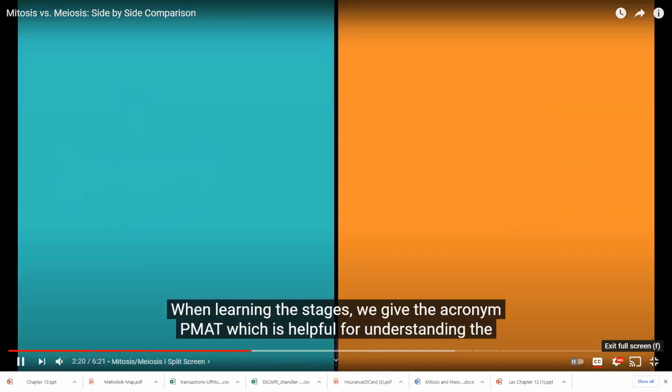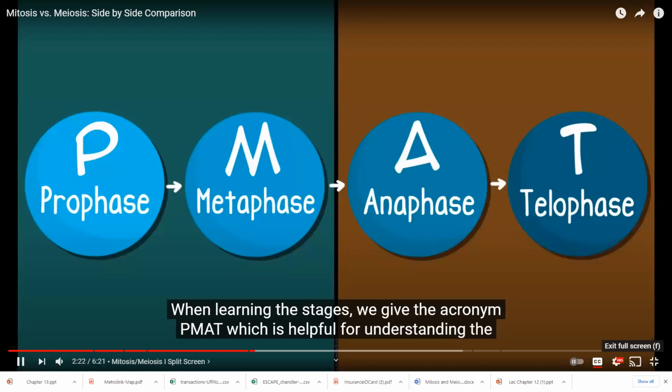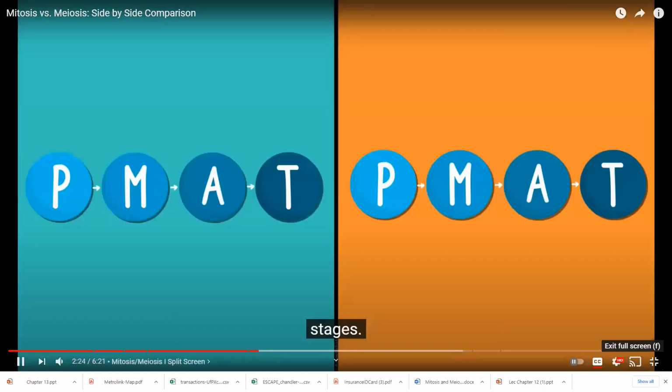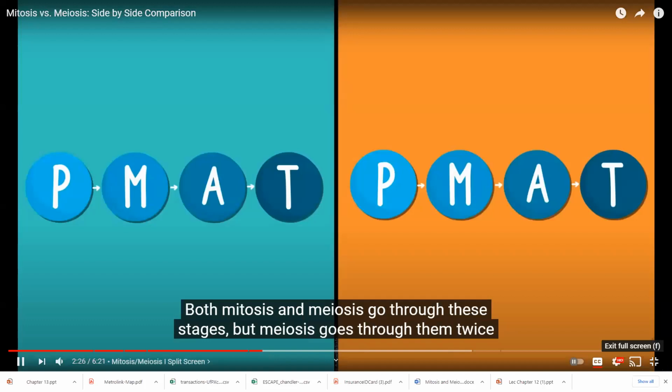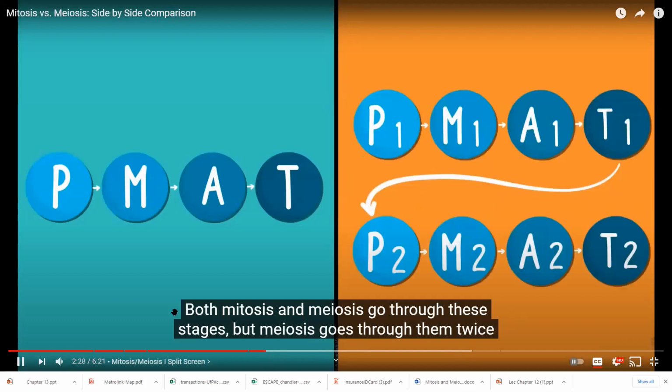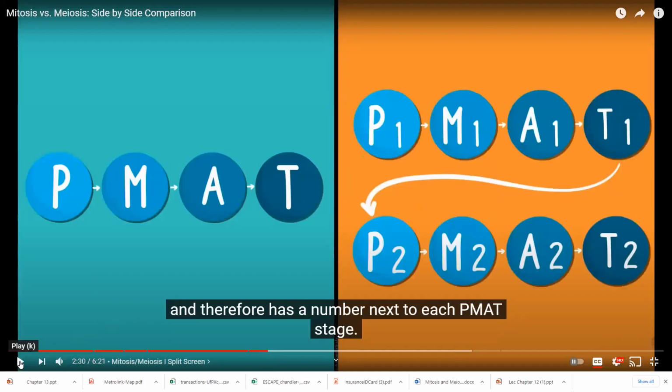When learning the stages, we get the acronym PMAT, which is helpful for understanding the stages. Both mitosis and meiosis go through these stages, but meiosis goes through them twice. Okay, so I just want to point out that your book is a little different here. Your book has a prometaphase in mitosis, which is an extra step that it doesn't talk about in meiosis.